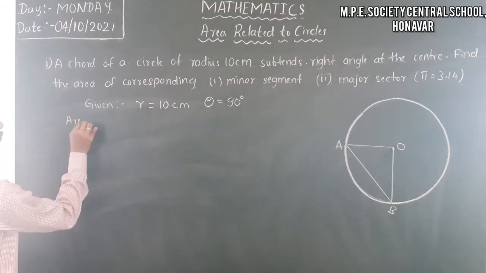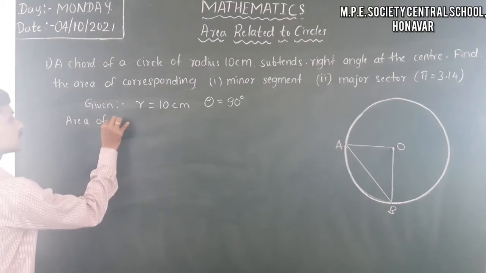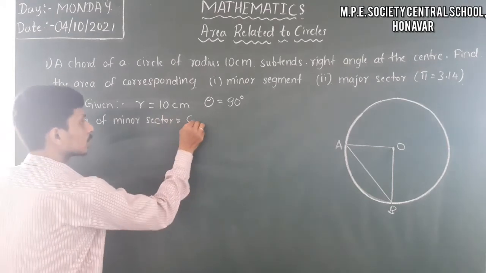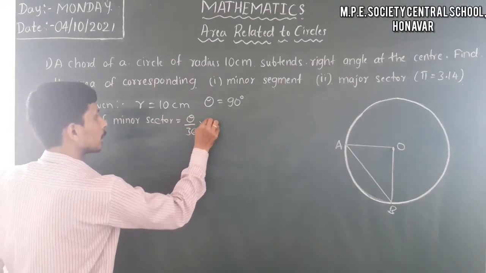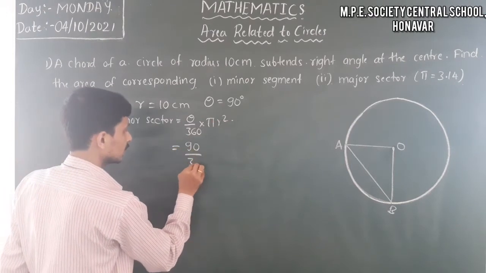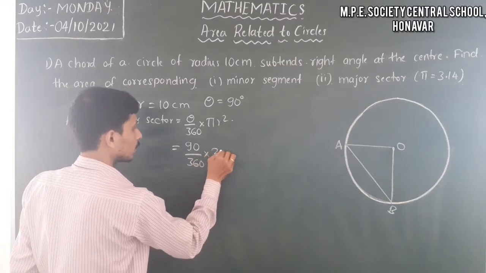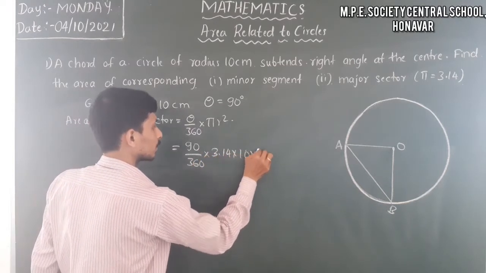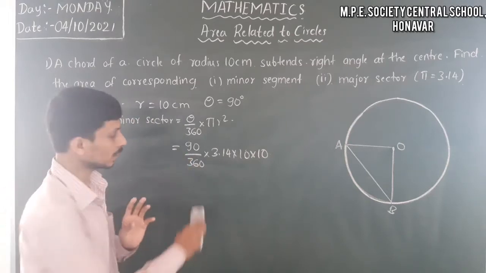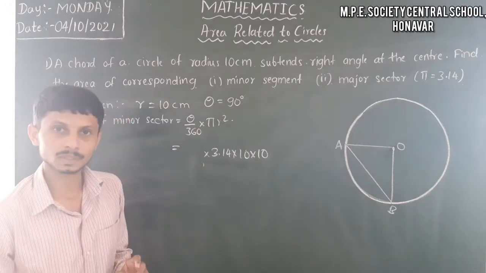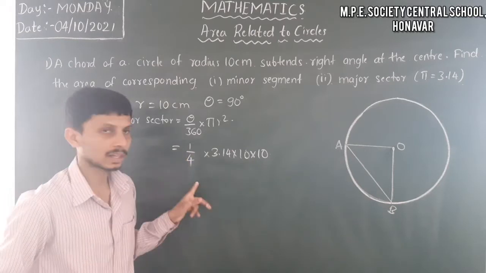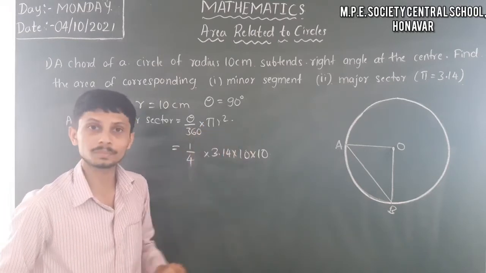Area of minor sector is equal to theta by 360 into pi r square. What is the value of theta? It is 90 by 360 into 3.14 into 10 into 10, r square. Just observe, 90 by 360 I can write as 1 by 4. A quadrant of a circle is nothing but 1 by 4th of the complete circle, so we can write it as 1 by 4th of the complete area of the circle.